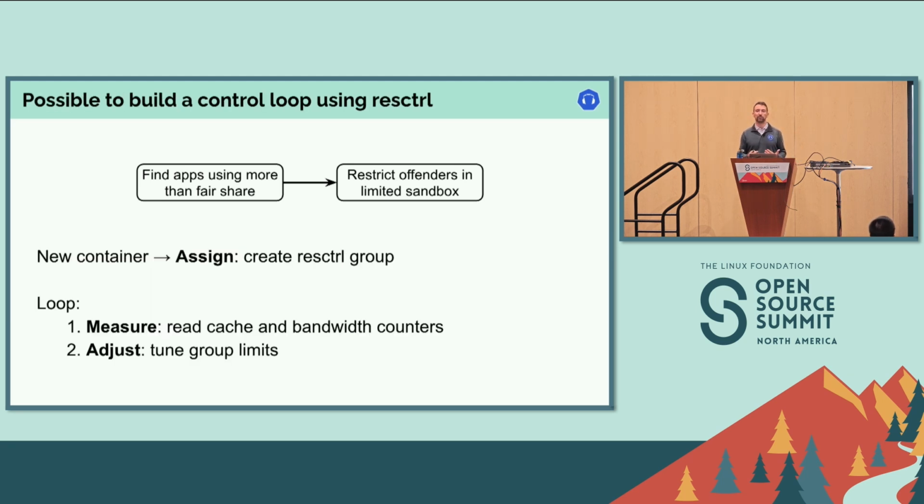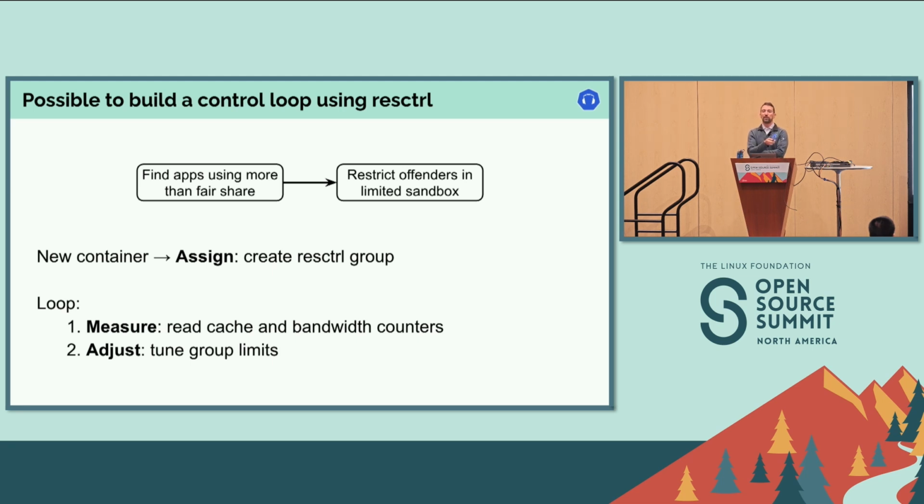How could we build such a system with the resource control kernel subsystem? Well, it has 3 stages. When a new container comes up or a new service from systemd, you need to create a resource control group for it and assign all the processes from that container into the group. Then, iteratively in a loop, measure how the system is behaving, so what each group is using in memory bandwidth and caches. And then, if you need to, you adjust the limits. So these are the 3 activities. How do you do it with resource control?